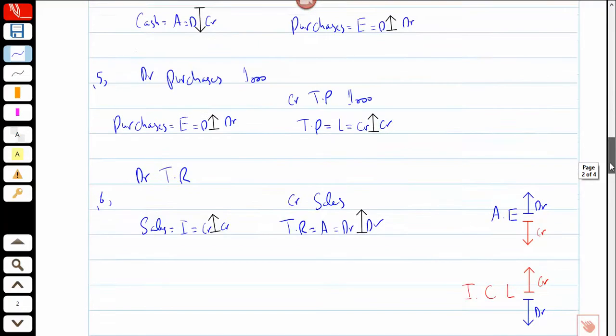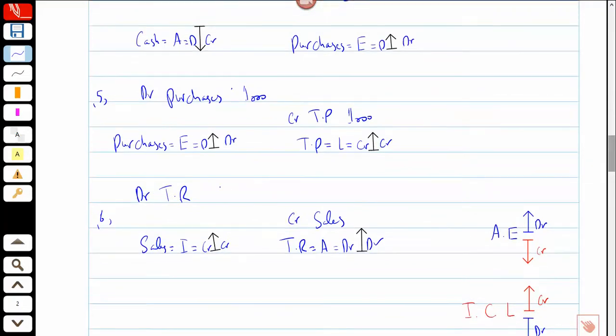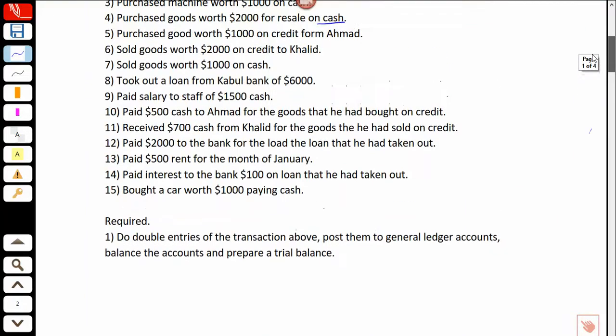So as you can see, these two entries are exactly opposite. The amount is 2,000.